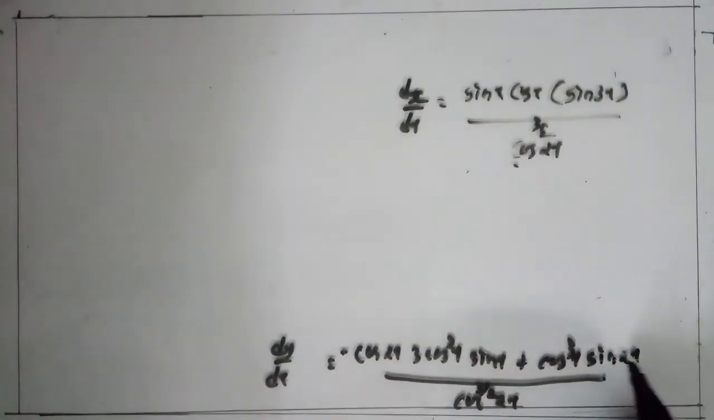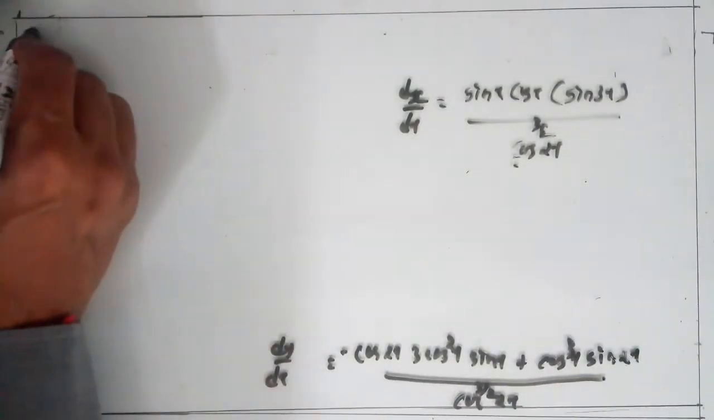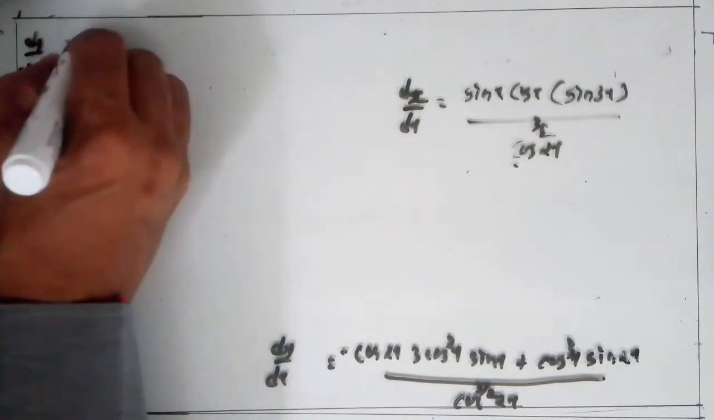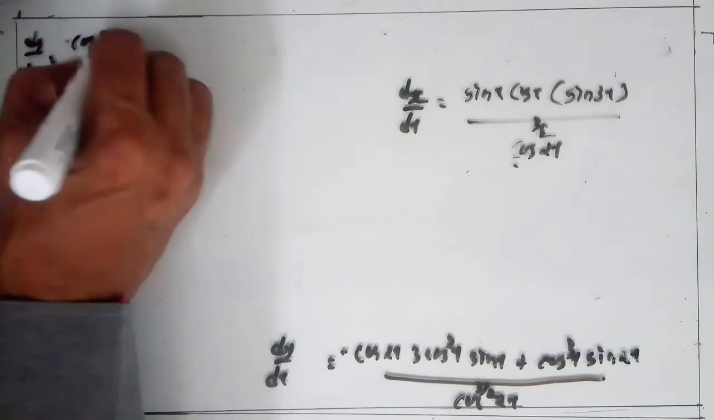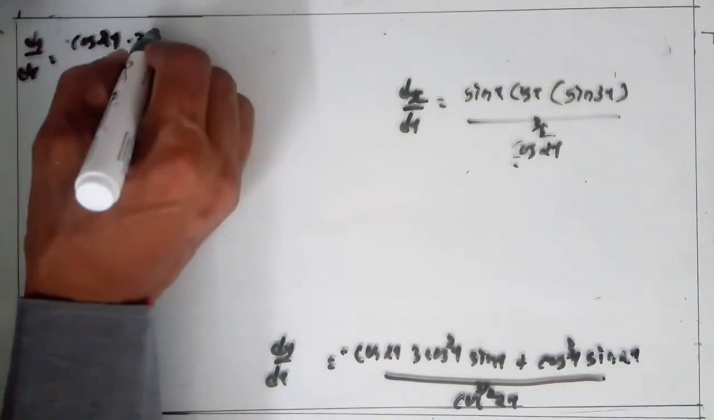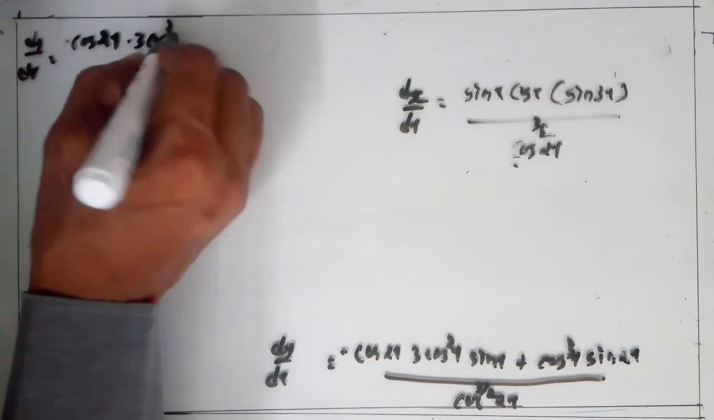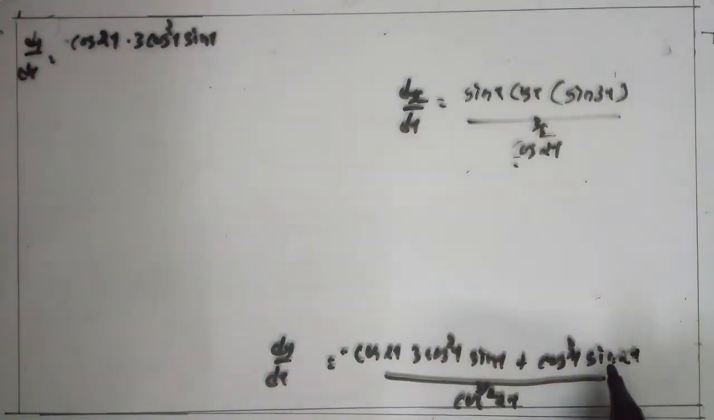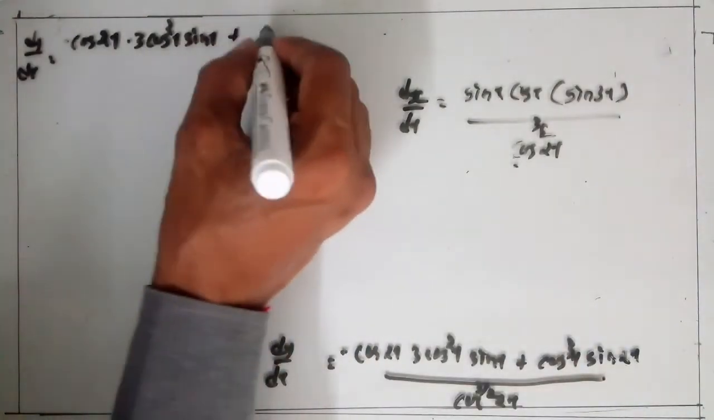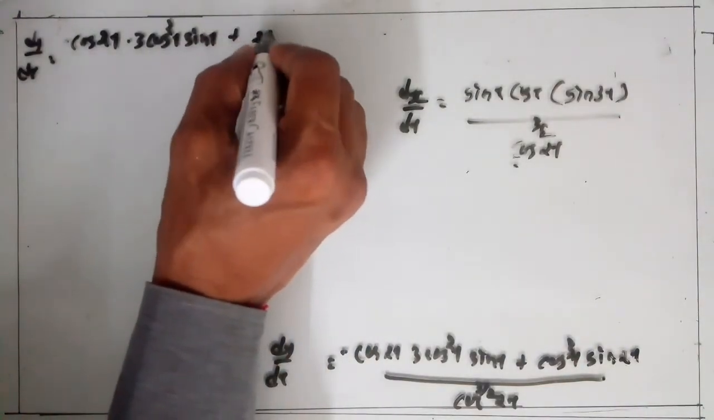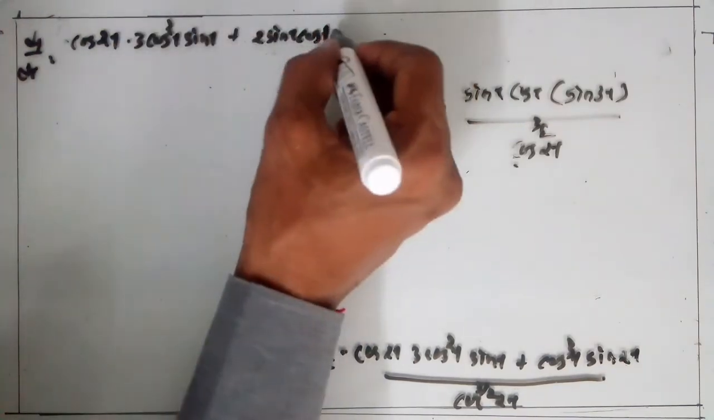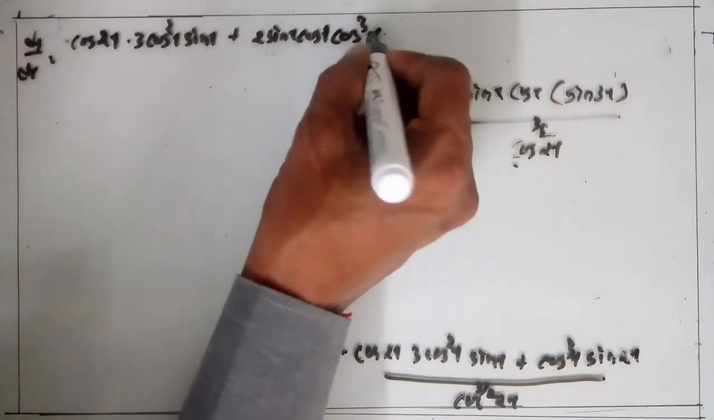Now simplify this. Sin 2t is equal to 2 sin t cos t. So here dy/dt is equal to minus cos 2t into 3 cos square t sin t, and this sin 2t becomes 2 sin t cos t, sin t cos t into cos cube t. Clear?